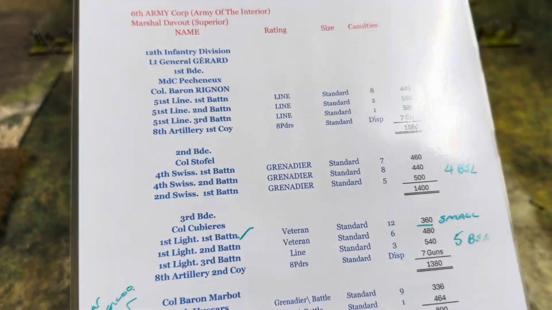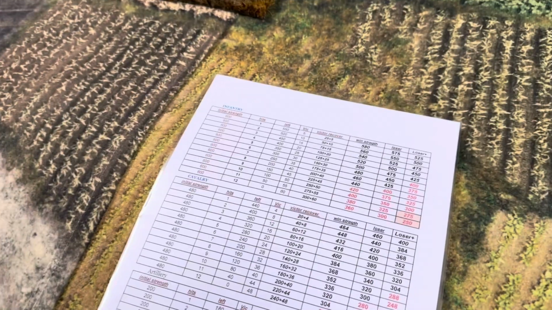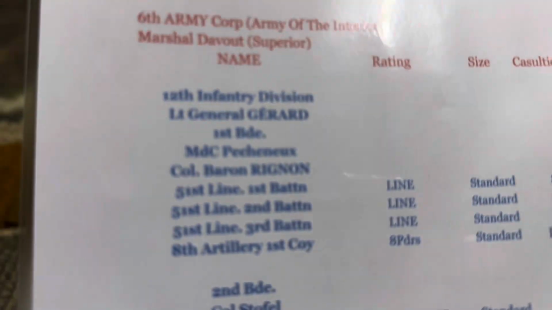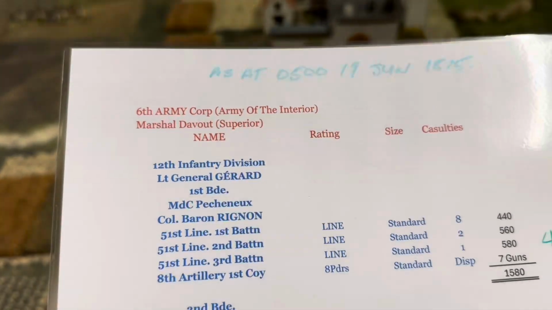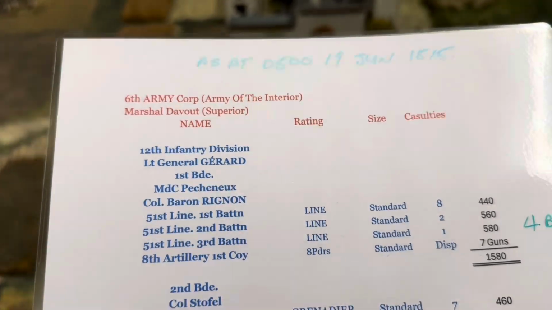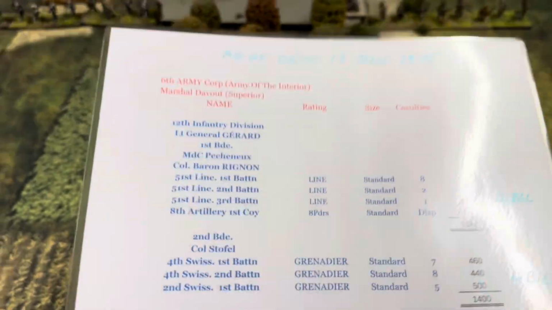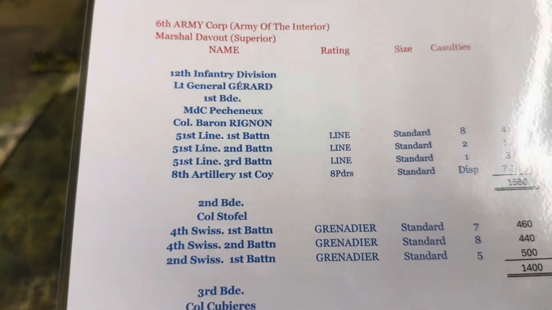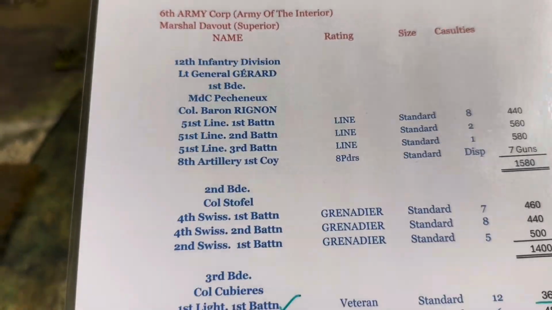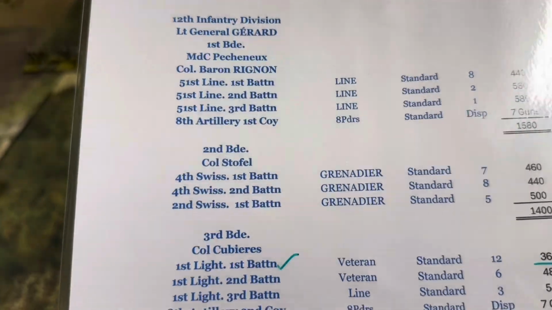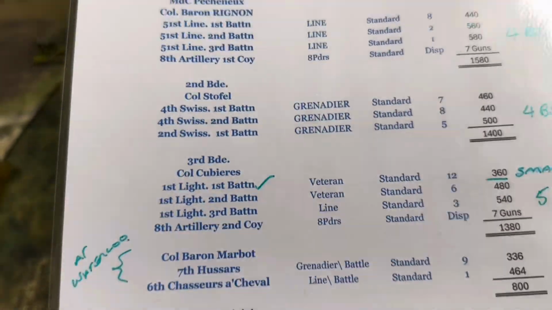So now what I have here in my hands is the order of battle for the French army. That's the quick reference sheet I use for working casualties out. And the order of battle for the Prussian army. So we'll go through the French one first. And this is the 6th Army Corps, Army of the Interior, Marshal Davout commanding. He's classed as a superior commander. And the first division under his command is the 12th Infantry Division, and it consists of these troops here.